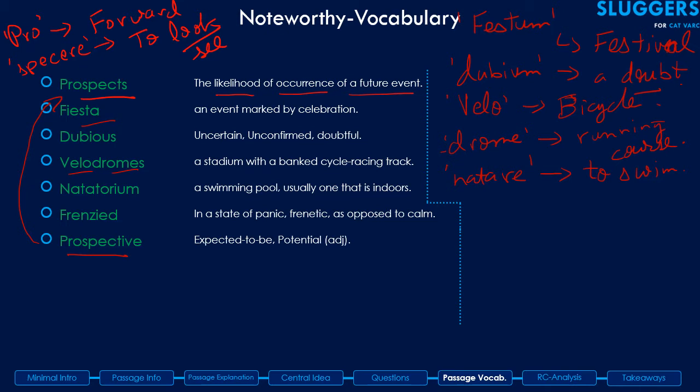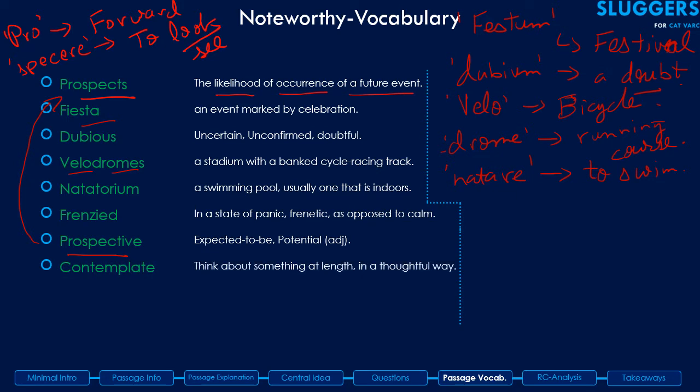For example, if I use this term prospective in a slightly different context, let's say I went to meet the prospective client. That means I went to meet a person who might become my client in the future. So he's a prospective client, expected to be a client, a potential client. So prospective host cities would be host cities which are expected to host the Olympics in the future. So that's prospective.